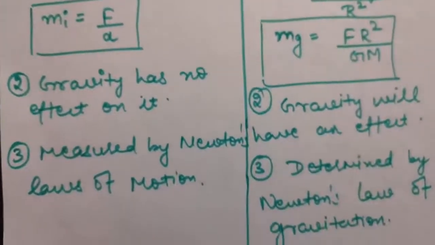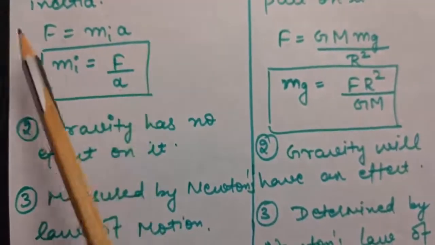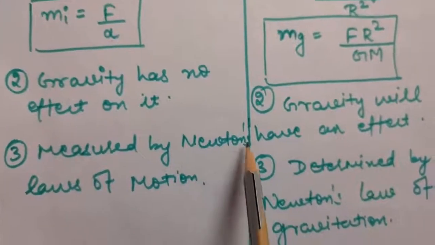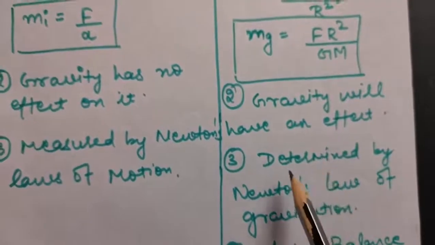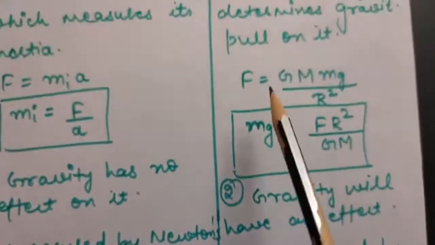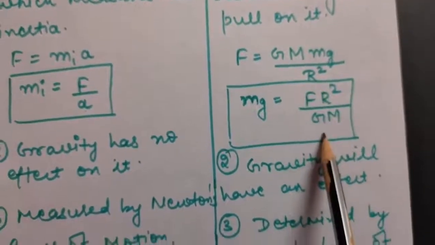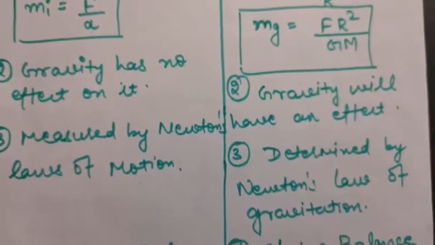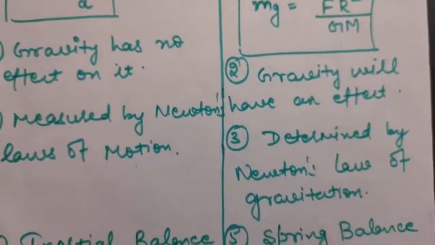Okay, as I have told you, we calculate inertial mass by F equals ma, and this is nothing but Newton's second law. So you can say inertial mass is always measured by using Newton's laws of motion, whereas gravitational mass is determined by using Newton's law of gravitation, because as you can see here, we have used Newton's law of gravitation to calculate gravitational mass. So to calculate inertial mass, you use Newton's laws of motion, and to calculate gravitational mass, Newton's law of gravitation is used.